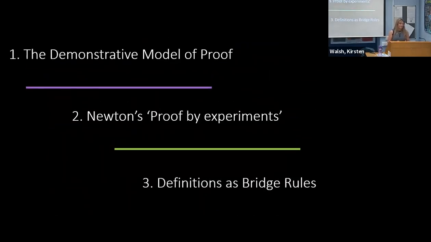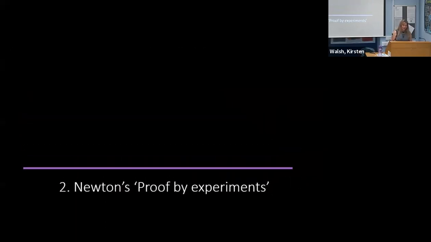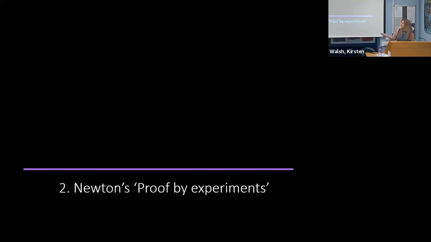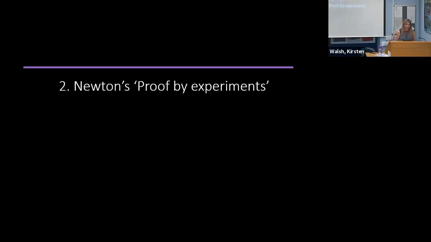Okay, so that was the demonstrative method of proof, a brief historical introduction, and now I'll move on to Newton's proof by experiments. Notice that I keep on talking about experiments in the plural. A lot of people tend to slip into talking about Newton's proof by experiment. In every case where Newton performs this method of proof, there are always multiple experiments. And it seems like the experiments are supposed to work together to give you this proof. There's never a single experiment that does it.